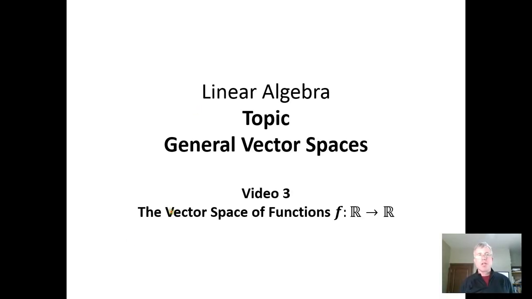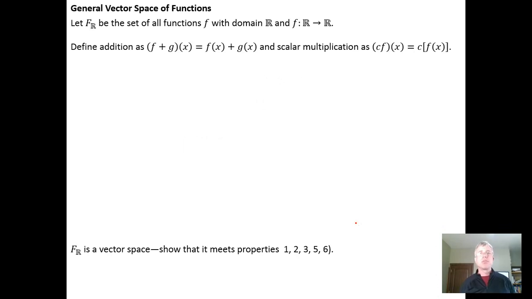So in this video we want to look at the vector space of functions that map real numbers to real numbers. We're going to denote this set of functions as big F sub r, and we're going to let this set be the set of all functions f whose domain is all real numbers, and that maps real numbers to real numbers. So what we're saying is for our functions f, they have domain x running from negative infinity to infinity, and the outputs have to be real numbered outputs.